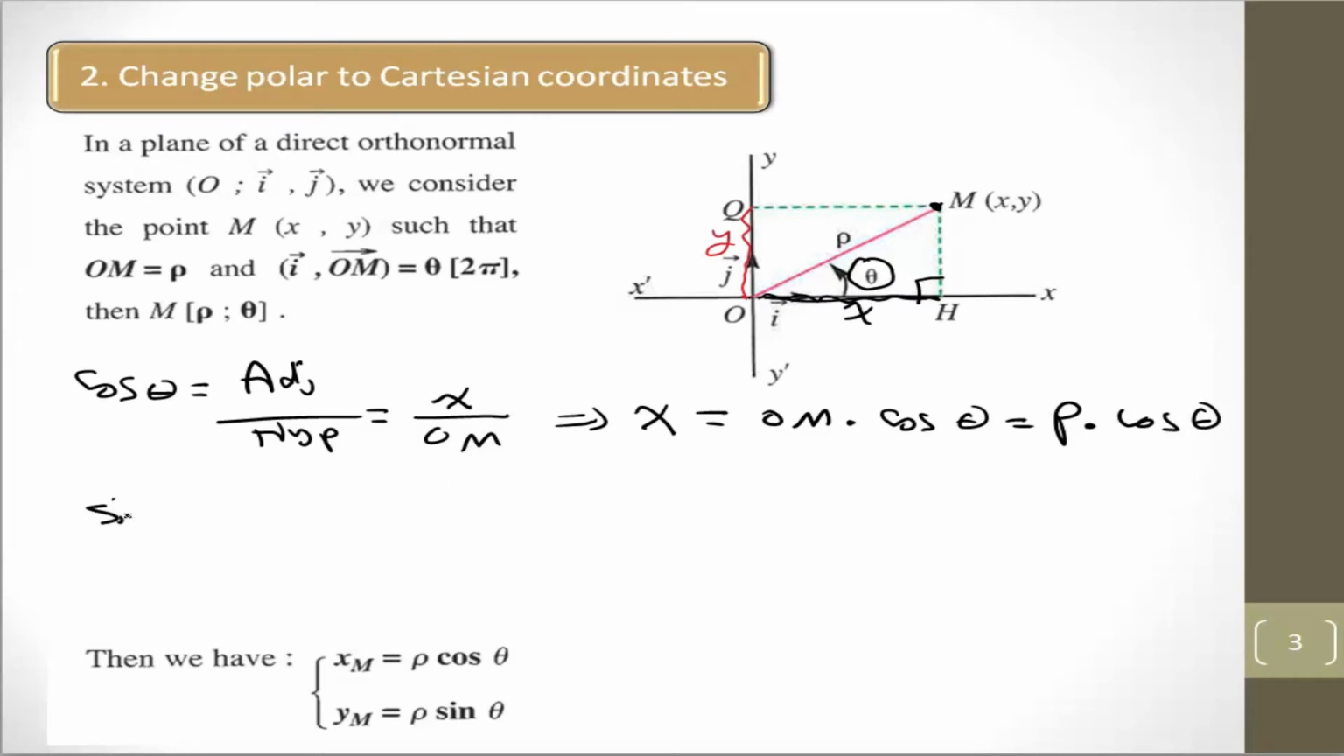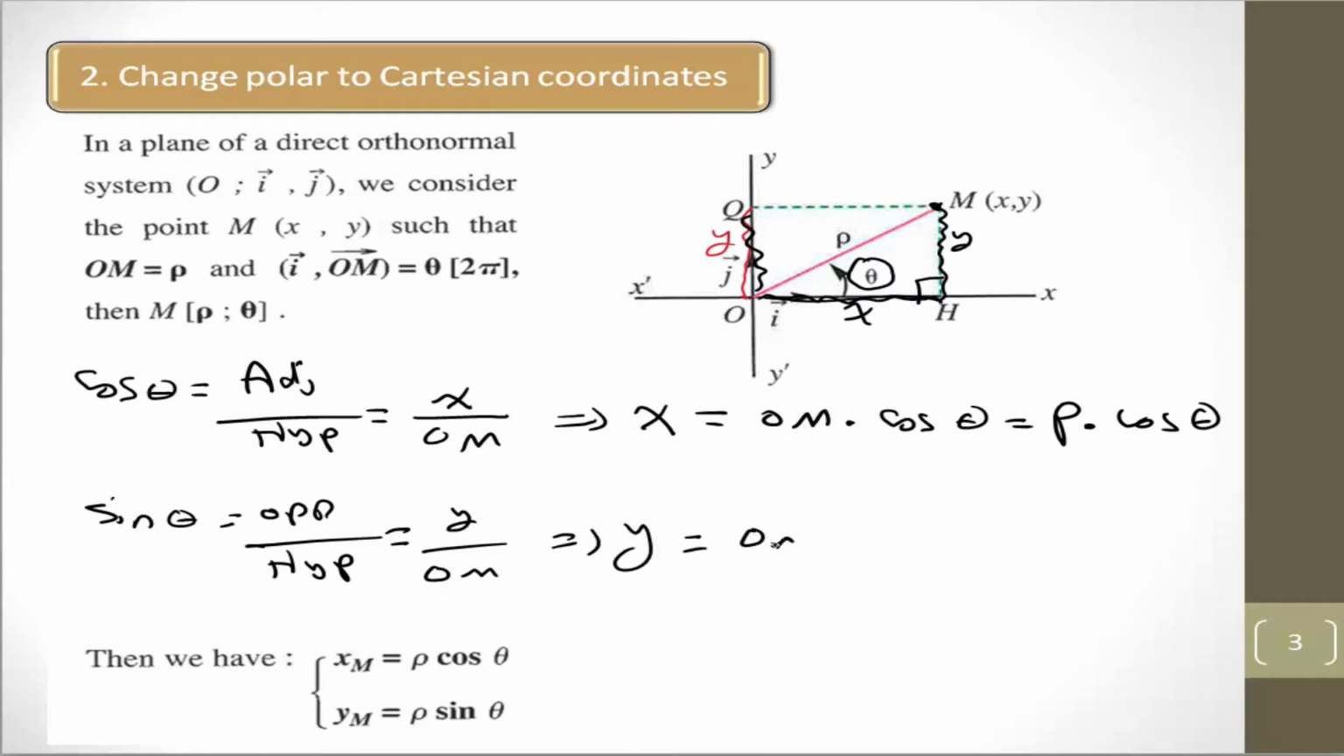Same for sine. Sine theta equals opposite over hypotenuse. The opposite, which is this line, the same as this line, so it's y, over the hypotenuse, which is OM also. So y equals OM times sine theta, which equals p times sine theta.